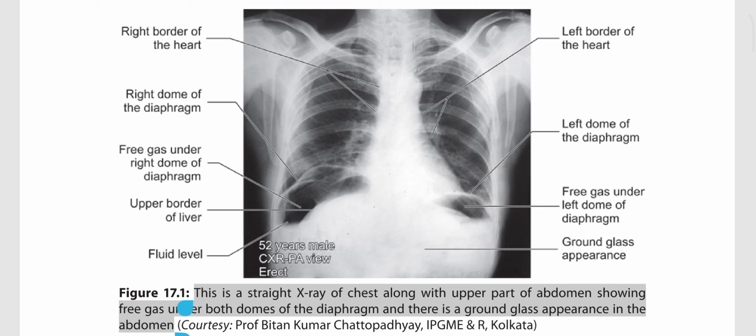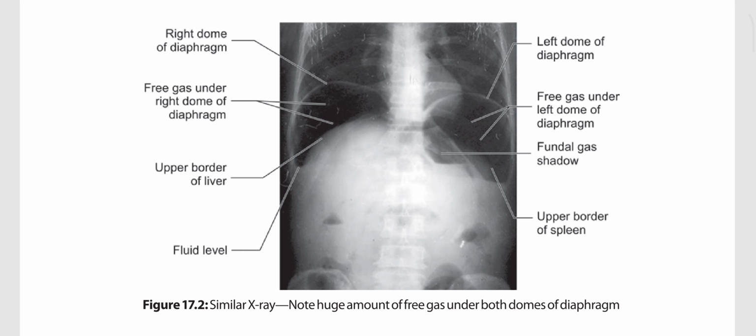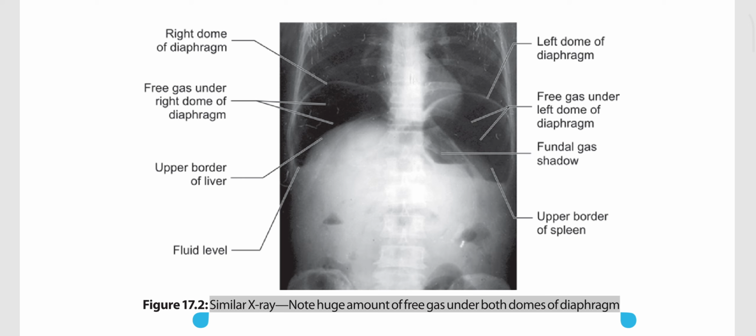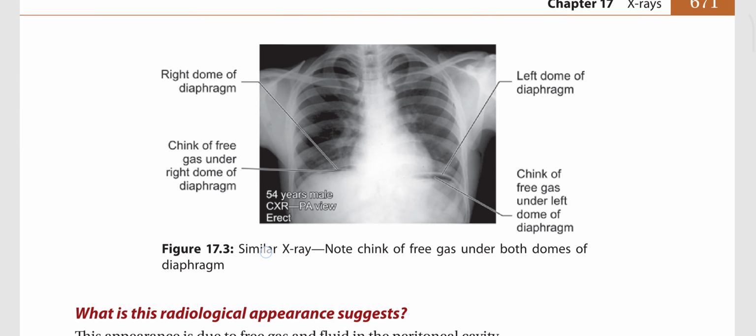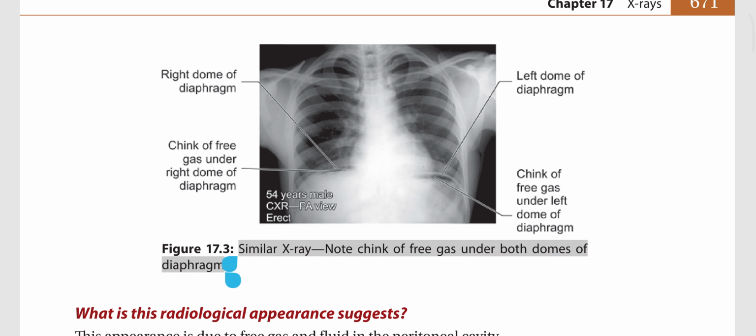This is a straight X-ray of chest along with upper part of abdomen showing free gas under both domes of the diaphragm, and there is a ground glass appearance in the abdomen. Similar X-ray, note huge amount of free gas under both domes of diaphragm. Similar X-ray, note chink of free gas under both domes of diaphragm.